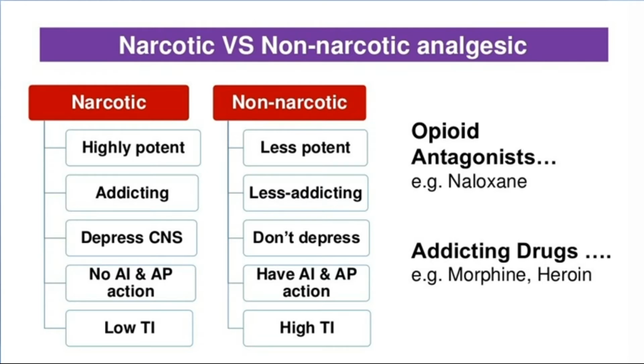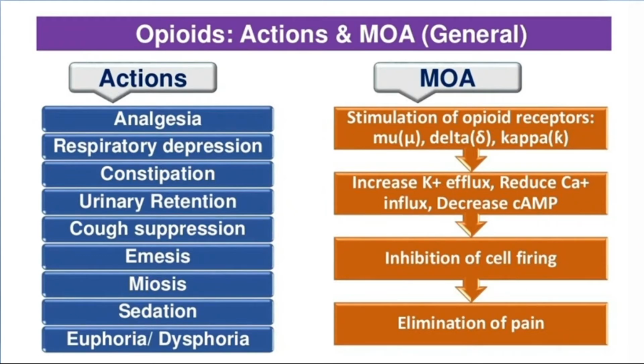Opioids, actions and mechanism of action. General actions: analgesia, respiratory depression, constipation, urinary retention, cough suppression, emesis, miosis, sedation, euphoria or dysphoria. Mechanism of action: stimulation of opioid receptors, mu, delta, kappa, which leads to increased potassium efflux, reduced calcium 2 plus influx, and decreased cyclic AMP. It leads to inhibition of cell firing, which leads to elimination of pain.